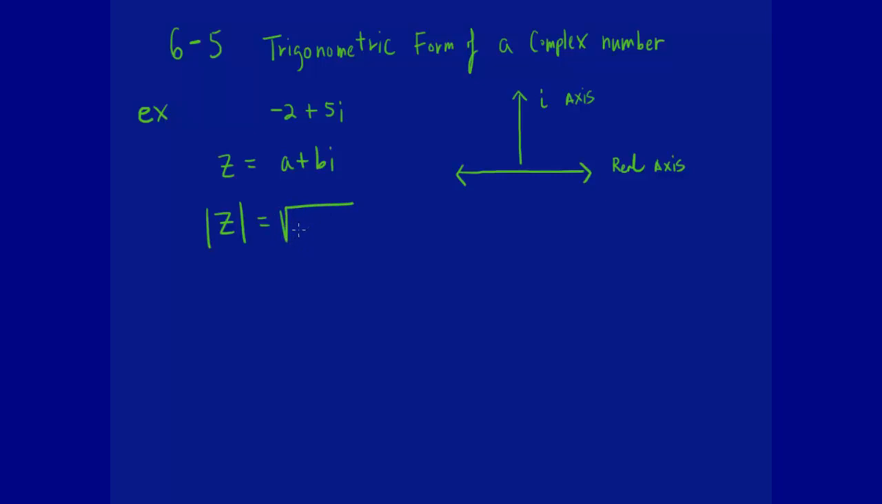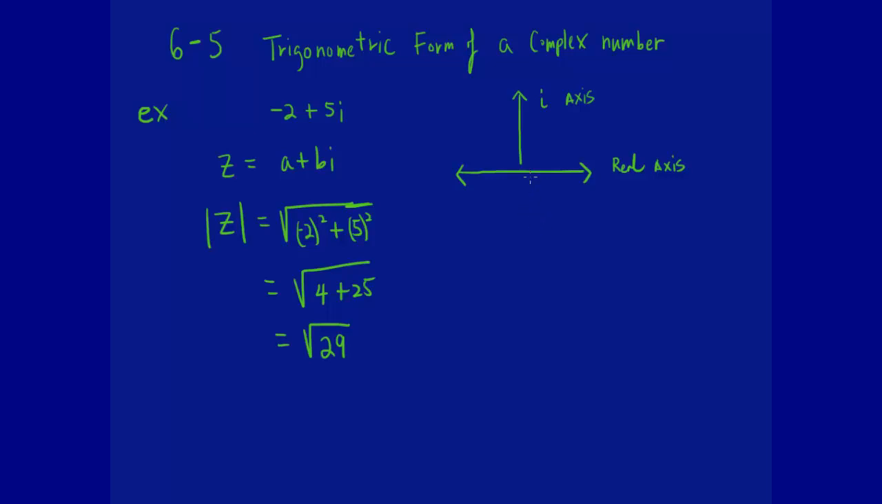The square root of negative 2 squared plus 5 squared. I'll try to extend that right there. And then the answer is going to be simply 4 plus 25, and the absolute value of z is going to equal the square root of 29.